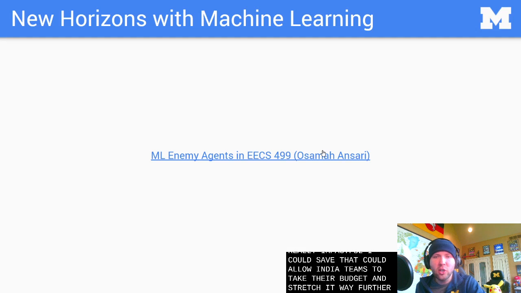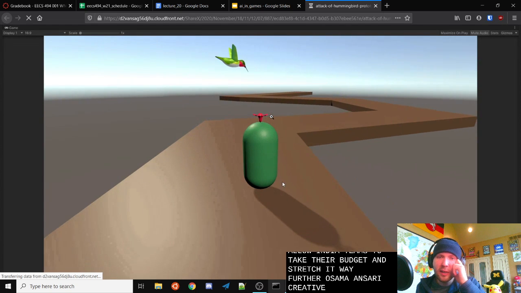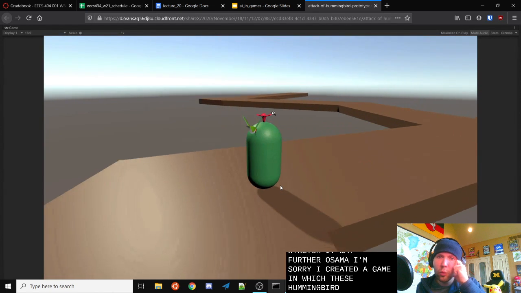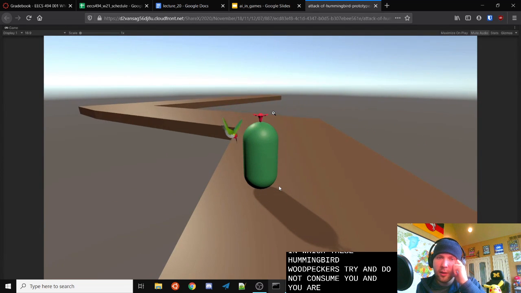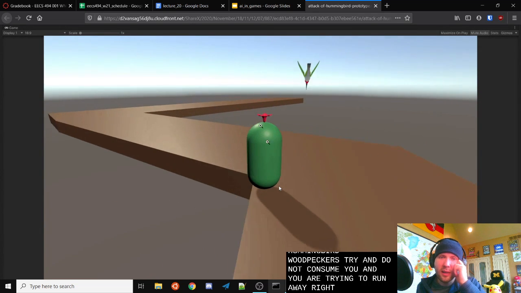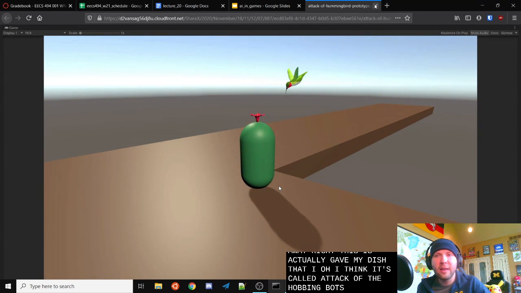What about enemy agents? Osama Ansari created a game in which these hummingbird woodpeckers try and consume you, and you are trying to run away, right? This is actually a game on itch.io. I think it's called Attack of the Hummingbots. Anyway, cool. It's pretty awesome.